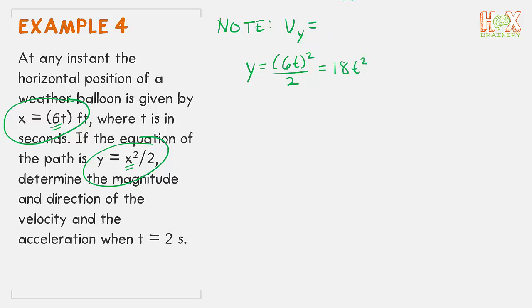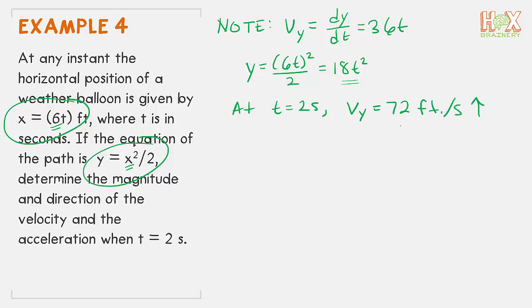So then if I want to find the velocity in the y direction, all I have to do is take the derivative of y with respect to t. So I'm taking the derivative of this. So that equals 36t. And then at t equals 2 seconds, this velocity in the y direction is going to be equal to 72 feet per second upward. So you get the same answer.